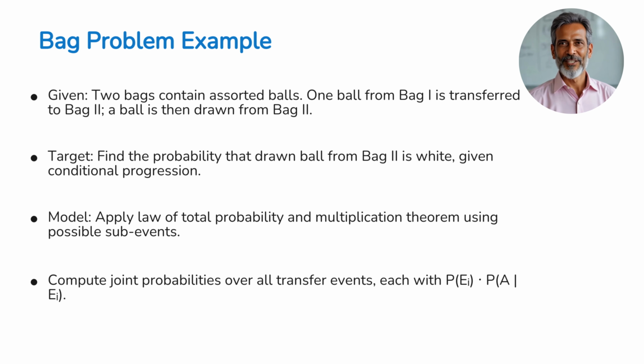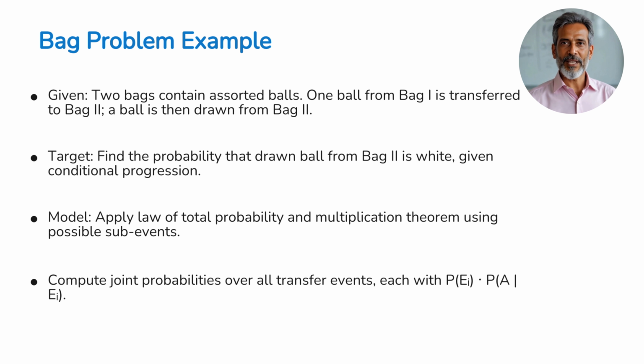Next, imagine a bag problem where we transfer balls between bags before drawing. Suppose bag 1 contains balls of different colors. We pick one ball from bag 1 and transfer it to bag 2. Then, we draw a ball from bag 2. We want to find the probability that the final ball drawn from bag 2 is white. This problem involves dependency because the composition of bag 2 changes based on which ball we transfer.